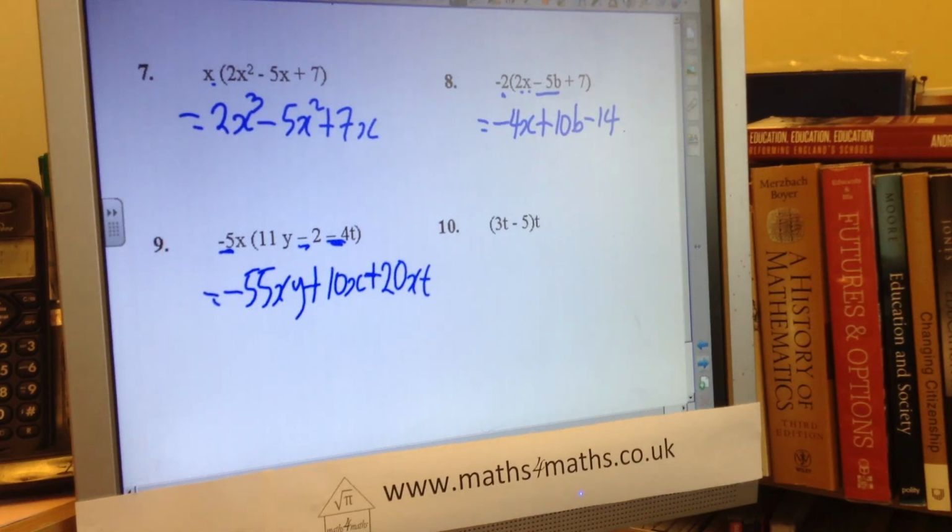Now, this question is just to let you understand that the variable can sometimes be on the right hand side, because in the previous case we have them on the left hand side. We just apply the same principle. We apply whatever is outside the bracket to each term in the bracket. We have t times 3t will give us 3t squared, and then t times minus 5 will give us minus 5t.